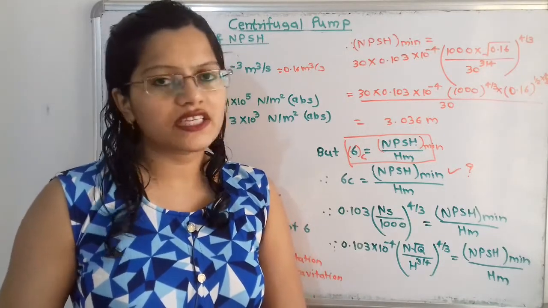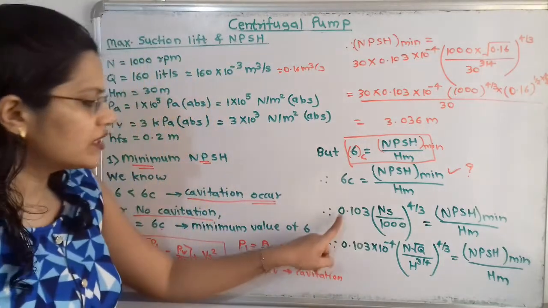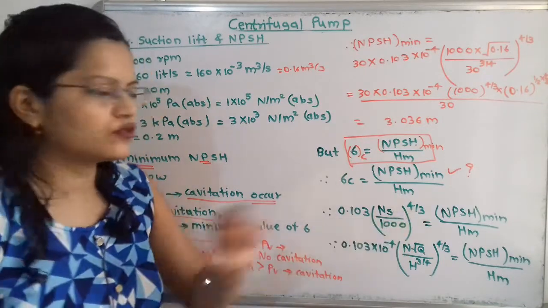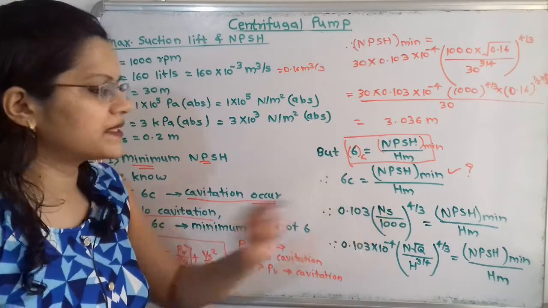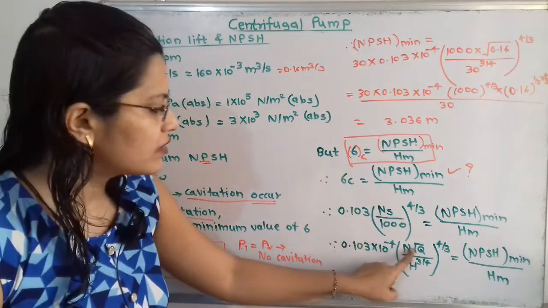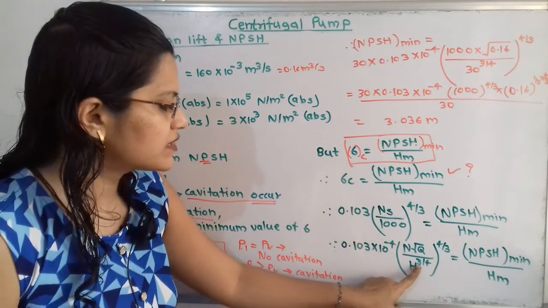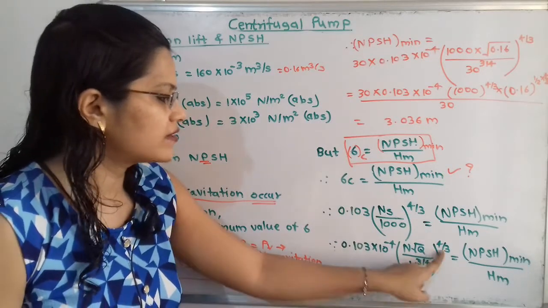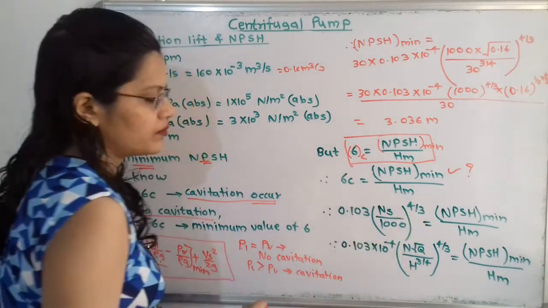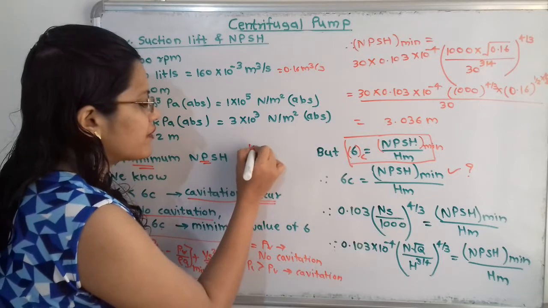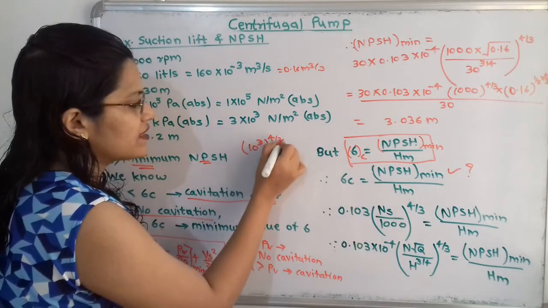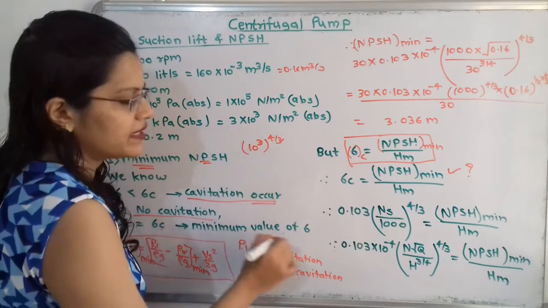So sigma c, the critical value that we know, is 0.103 times (ns by 1000) raised to 4 by 3, where ns is the specific speed. So again, how to calculate specific speed? ns is n under root of q divided by h raised to 3 by 4, and the bracket is raised to 4 by 3. Now if I take 1000 raised to 4 by 3, how to calculate? 1000 means 10 raised to 3, raised to 4 by 3, so this 3 gets cancelled and it becomes 10 raised to 4.